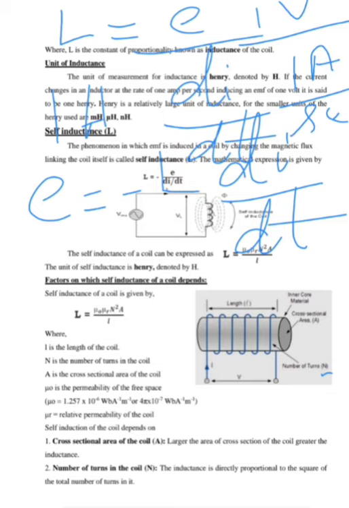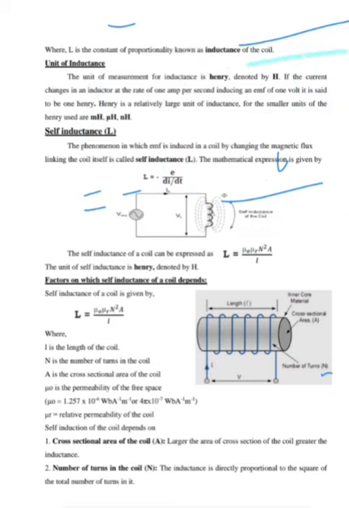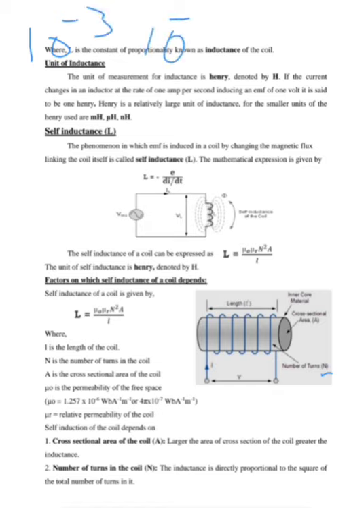So here the definition tells that if the current changes in an inductor at a rate of 1 ampere per second, inducing an EMF of 1 volt, then it is called 1 Henry. And as usual, Henry is a large unit, so we are going to use smaller units like millihenry, microhenry, and nanohenry. Milli means 10 to the power of minus 3, micro 10 to the power of minus 6, nano 10 to the power of minus 9. So these are the smaller units we are going to use for inductance.